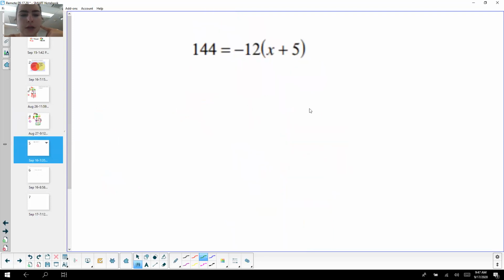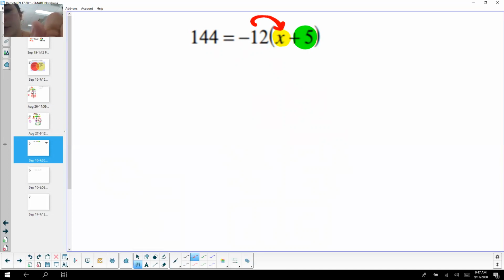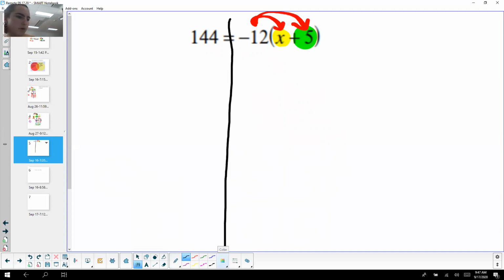All right, this one has bigger numbers, but it's the same exact concept. I'm going to go ahead and make it a little bit bigger. I'm going to highlight and then I'm going to send you on your own to work on this for a few minutes. So I've got x and I've got 5. And again, I'm going to want to distribute that negative 12 to both of these terms, okay? So I'm going to give you probably like 2 or 3 minutes to try and solve this one by yourself, and then we'll go ahead and go over it. So go ahead and practice.